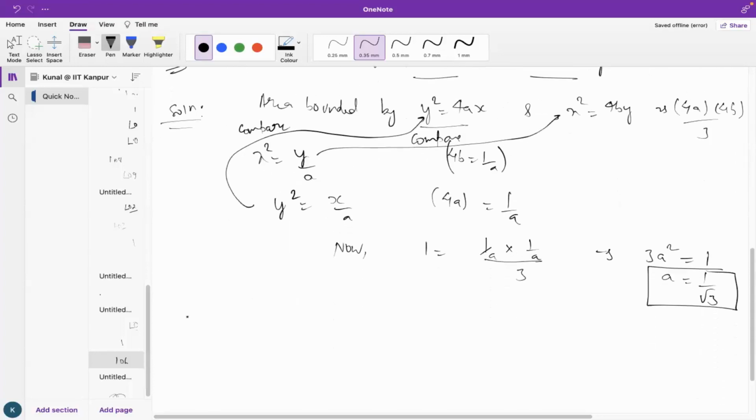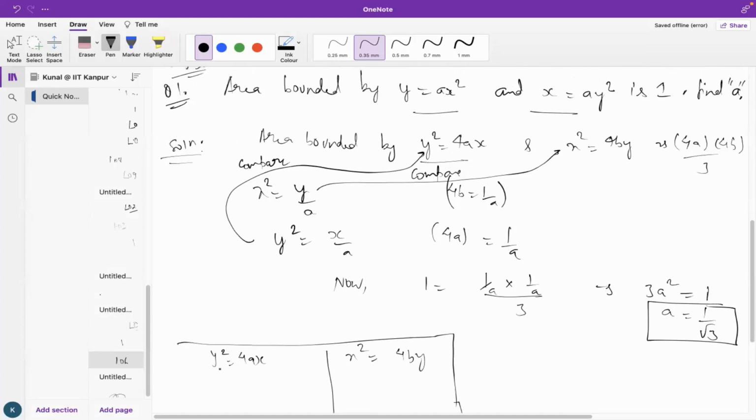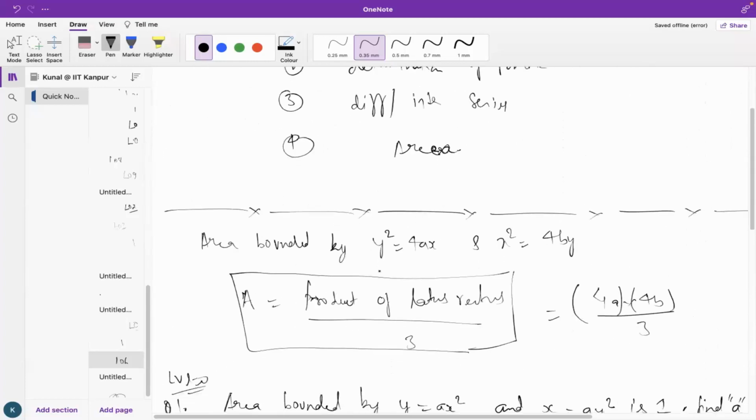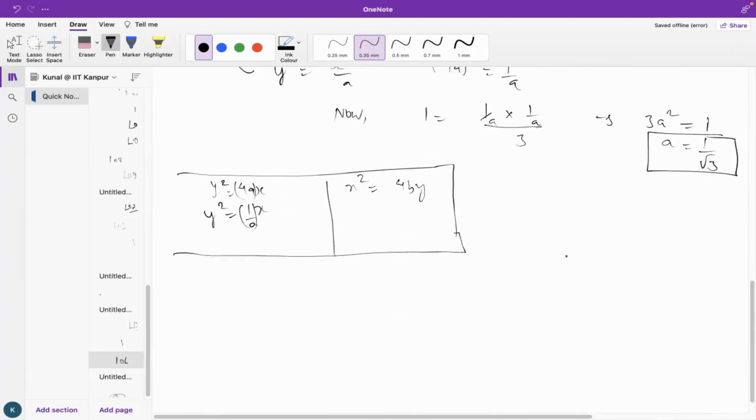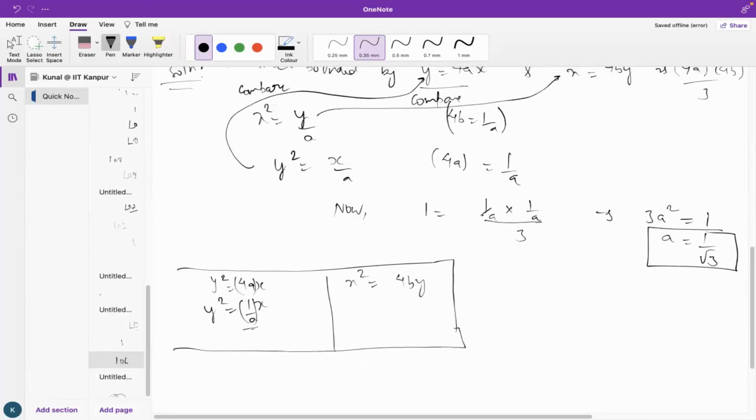देखो यहाँ पे मेरे पास ऐसा है, यहाँ पे मैं दिखाता हूँ. देखो यहाँ पे मुझे पता है कि y square is equal to 4ax होनी चाहिए and x square is equal to 4by होनी चाहिए something. But our equation given is y square is equal to x by a, right? So the coefficient of x, यहाँ पे अगर फॉर्मूला में देखो तो क्या है? Product of latus rectum is nothing but the coefficient of x and coefficient of y. So the coefficient of x is 1 by a. So we just take the value 1 by a.